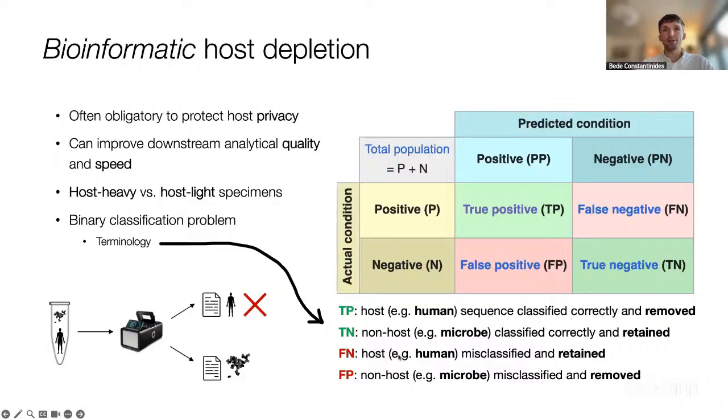Here I've defined some terminology so it's clearer what I'm talking about. When I refer to a true positive, that is a host, for example, human sequence classified correctly and removed. And when I talk about a false positive, I'm talking about a non-host sequence, such as a microbial sequence, that's been wrongly classified and removed, which in this context we don't want to happen.